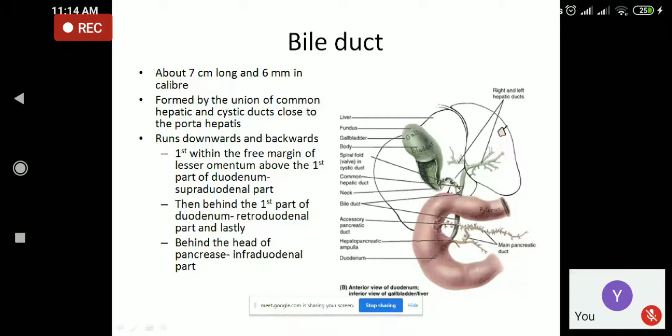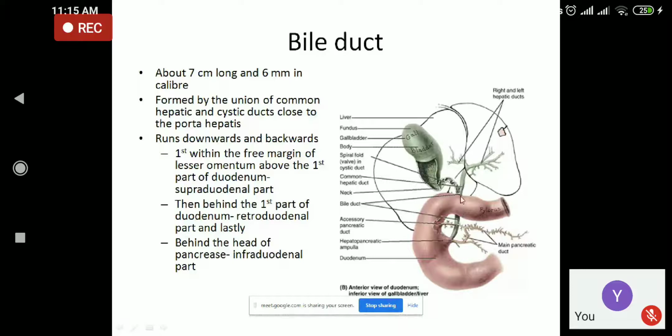Supraduodenal part, that means this part of the bile duct is above the first part of the duodenum. So this is the supraduodenal part of the bile duct. Then behind the first part of the duodenum, this is the retroduodenal part of the bile duct. And lastly, behind the head of the pancreas, this is the infraduodenal part. So this will appear near the second part of the duodenum. So these are the parts of the bile duct. This is also asked in the viva and MCQ, that is the supraduodenal part, the retroduodenal part, and the infraduodenal part of the bile duct.